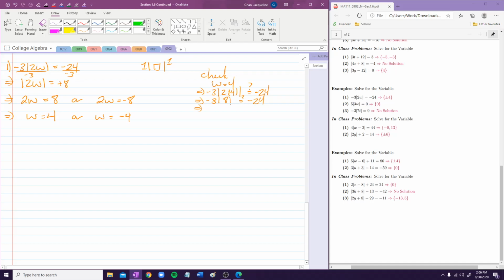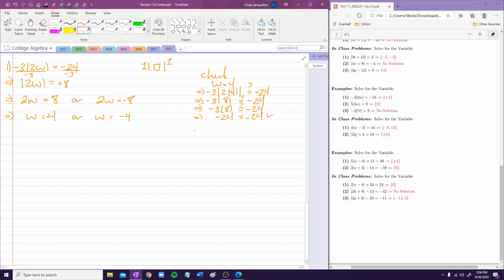The absolute value of 8 is still 8, so this is -3 times 8. As you can see, -3 times 8 is -24, which equals -24. So this is a solution.